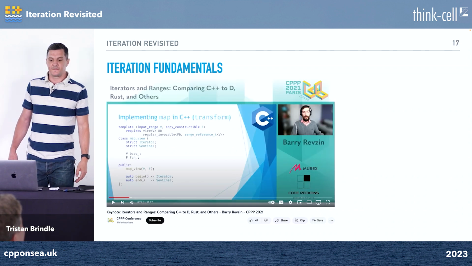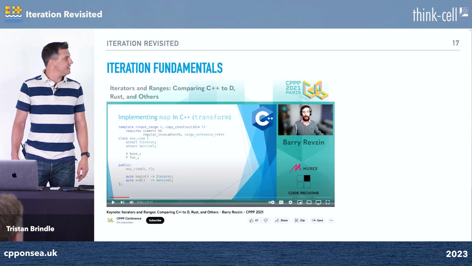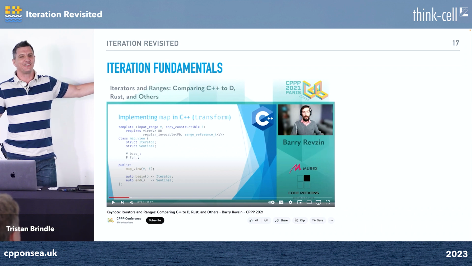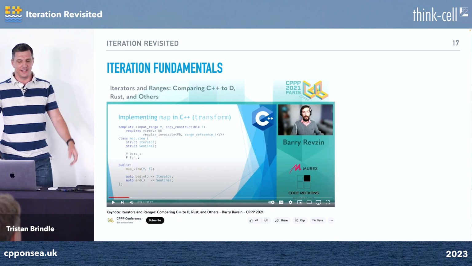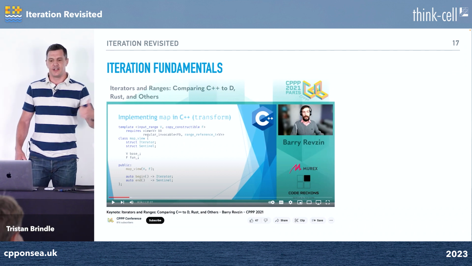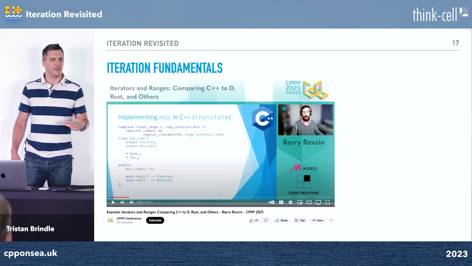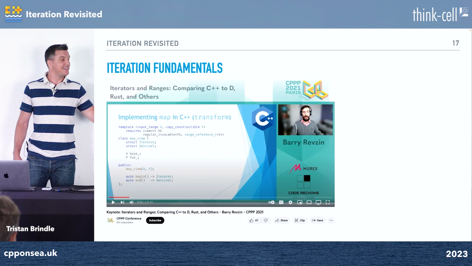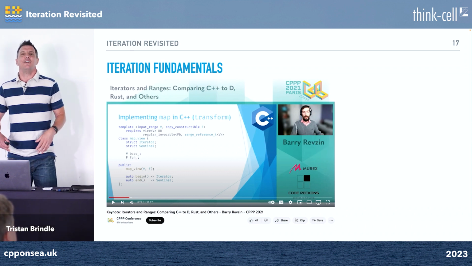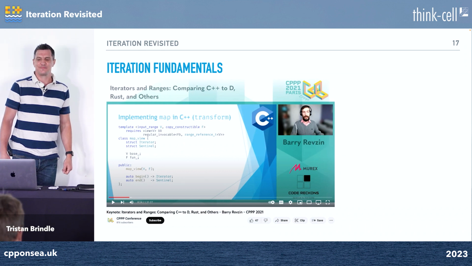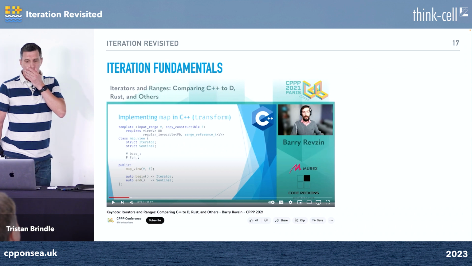If you're interested in this stuff, Barry Revzin has this absolutely amazing talk. It's honestly one of my favorite tech talks of all time, certainly on the subject of iterators and ranges. He compares C++ iterators, D ranges, Rust, and also mentions Python, C#, Java, all sorts of things. Compares and contrasts this. I think Timur mentioned this in his talk yesterday as well. This is a really great talk. So if you're watching this on YouTube, once you've finished with this one, go and watch Barry's, because it's great.